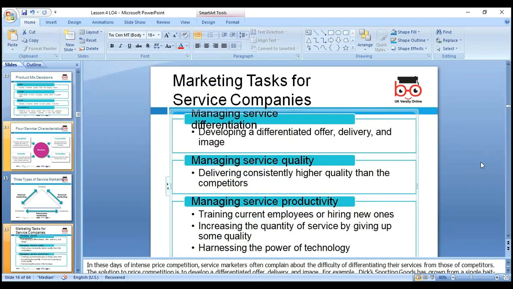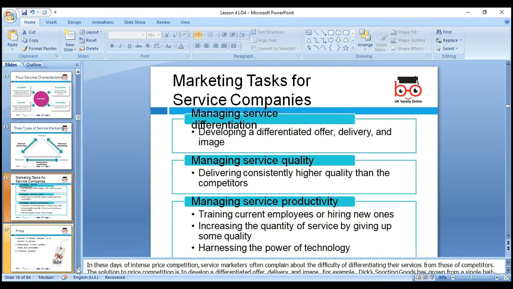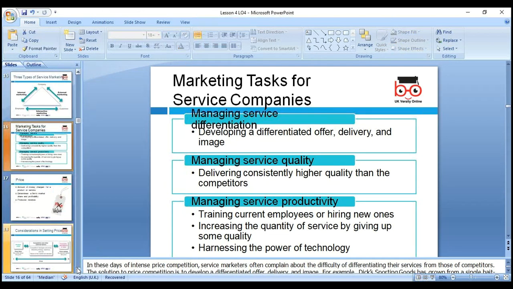Okay, managing service: how can we manage services? Developing the differentiated offer, delivery, and image, managing quality, and managing service productivity. Of course, we need to train our staff so they understand well. That's why an approach we use is consultative selling. If you're a marketer, you're not just a seller. You are always inquiring about what the customer needs and wants.